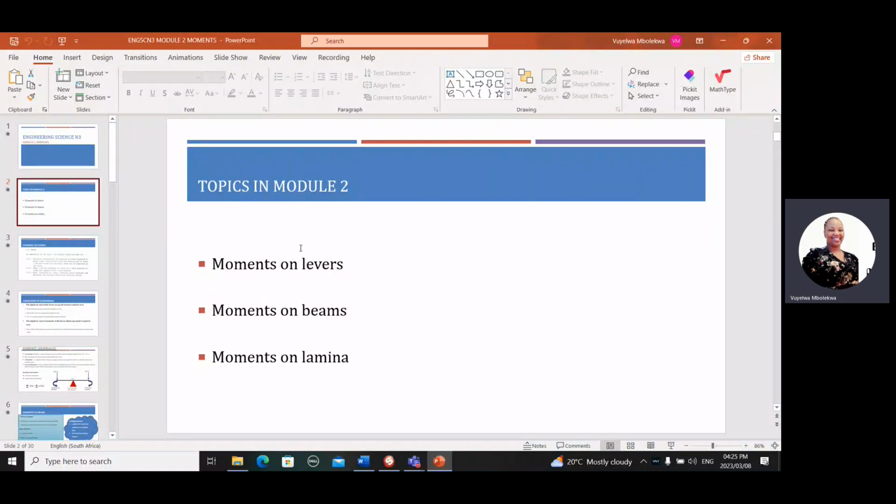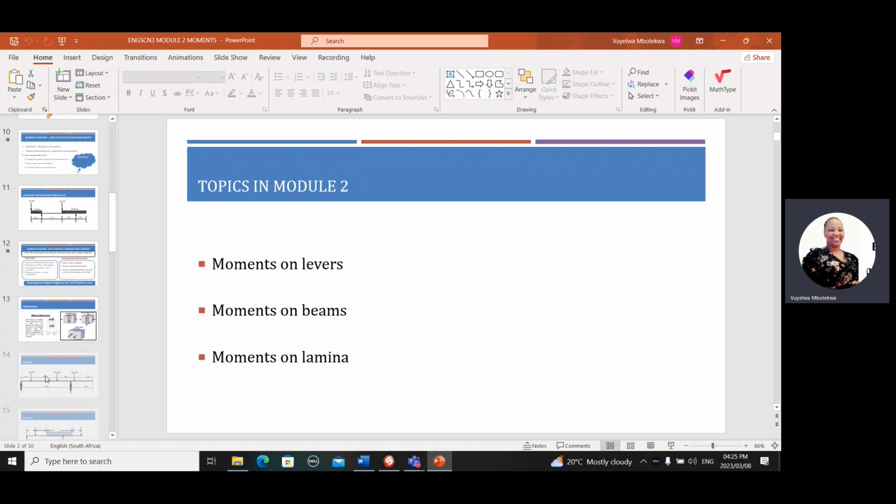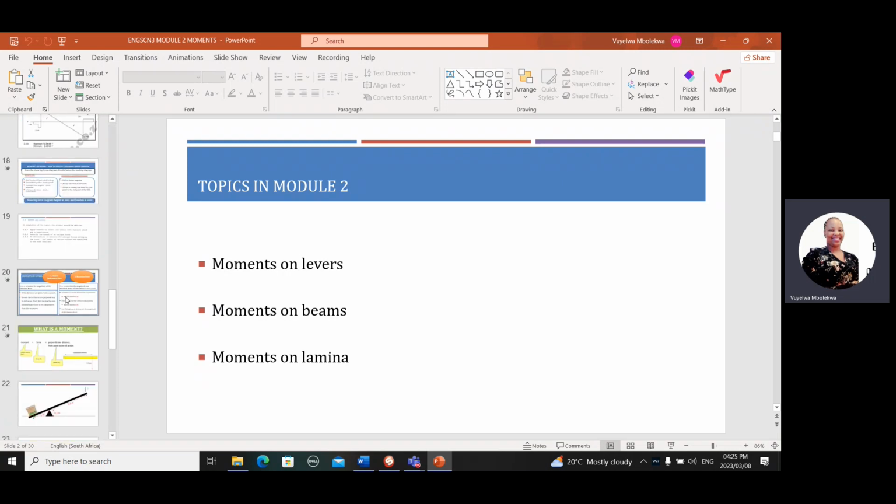Okay. Now let me share my screen so we can see what module 2 is all about. Module 2 is all about moments. So we do moments on levers, moments on beams, and moments on lamina. So we've done moments on beams. We are now going to do moments on lamina, which is right below moments on beams.